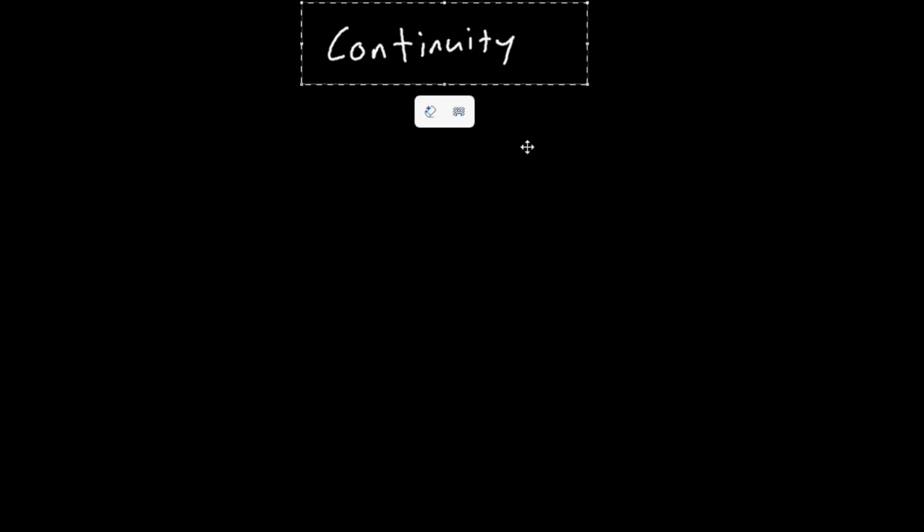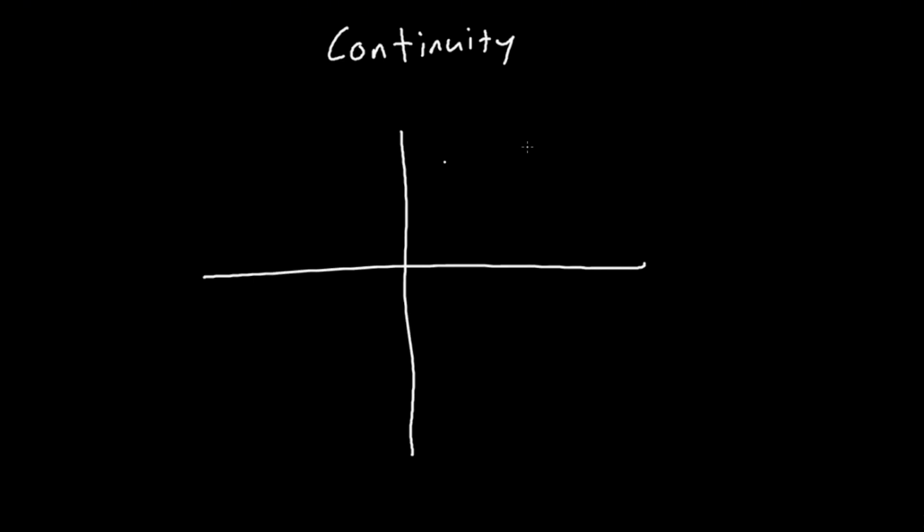So let me introduce you guys to the idea of continuity. I hope I spelled that right. So what is continuity? Continuity, specifically for Calculus 1, describes a graph, and this graph doesn't have any holes, it doesn't have any discontinuities, or the function is basically not separated in any way. So how would you guys describe continuity?